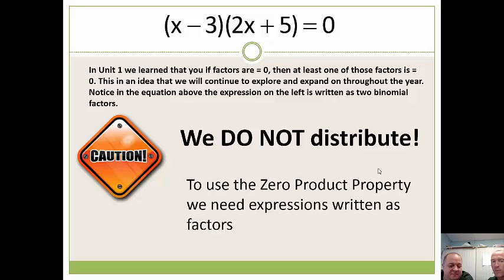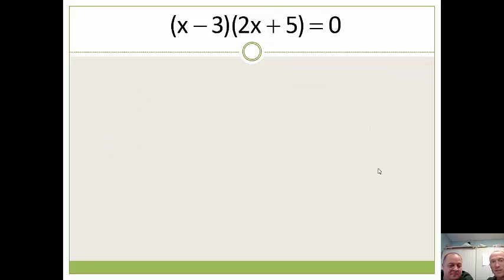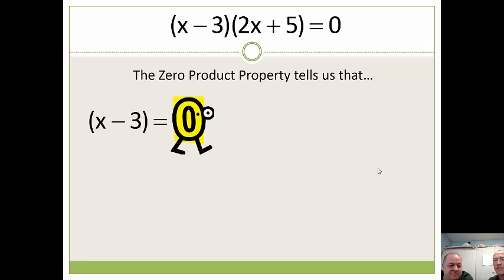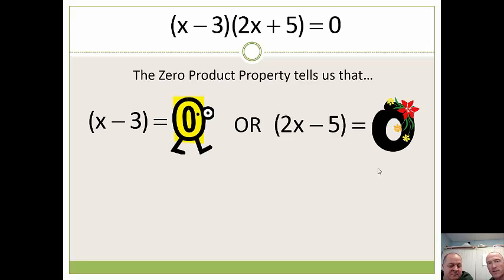To use the zero product property, we need expressions written as factors. x minus 3 is called a factor, and 2x plus 5 is another factor. They're binomials, so there are two terms in each. What we're going to do is take both of them and set each equal to 0. The zero product property tells us that x minus 3 can equal 0, or 2x plus 5 can equal 0. You take them separately.